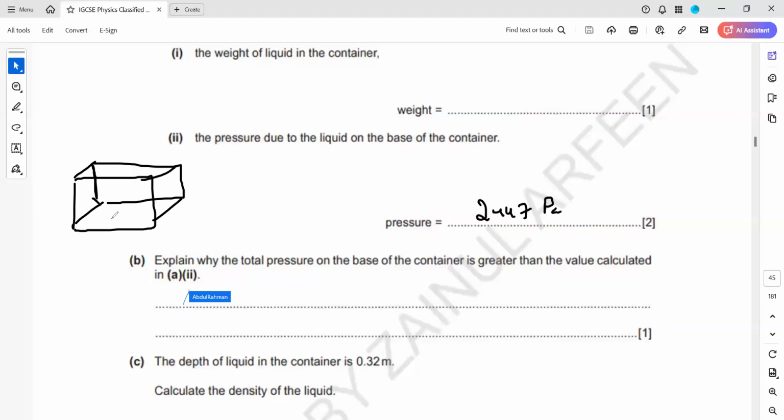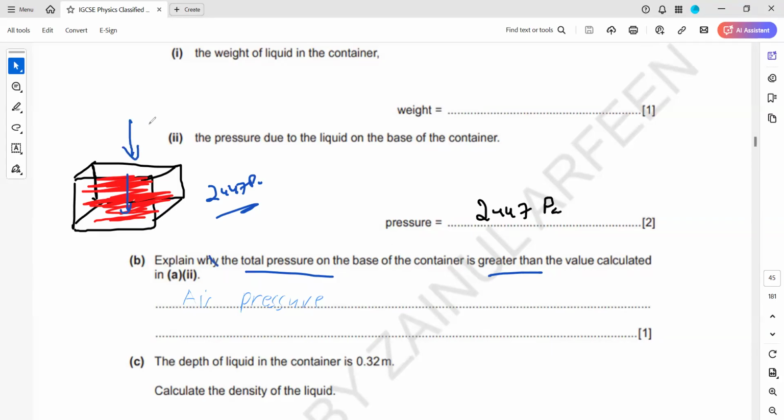The question is, there's a liquid inside a rectangular container, and this liquid is applying a pressure which is 2,447 Pascal. We calculated that. The question is, explain why the total pressure on the base is greater than the value we calculated. Because what we did, we only calculated the pressure of the liquid, but in reality, there will be atmospheric pressure as well.